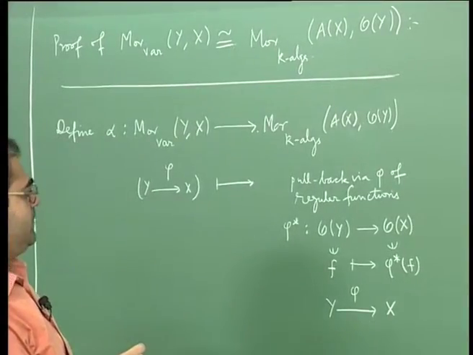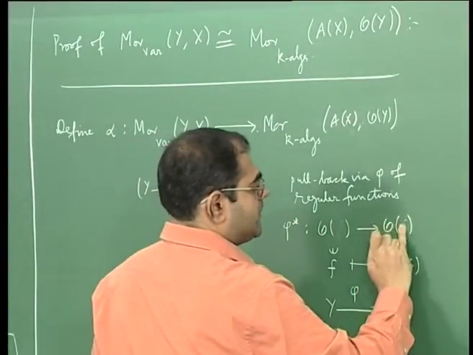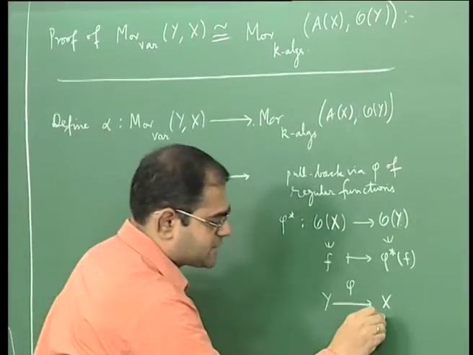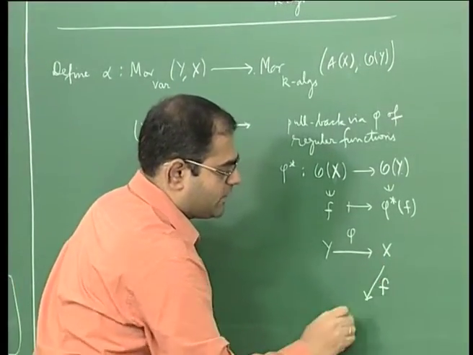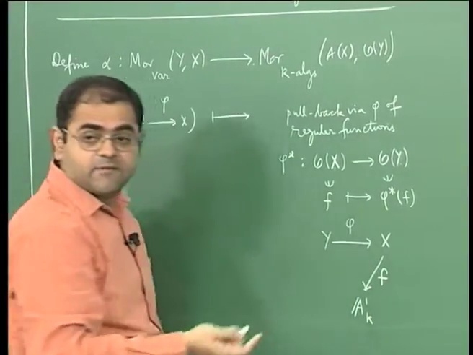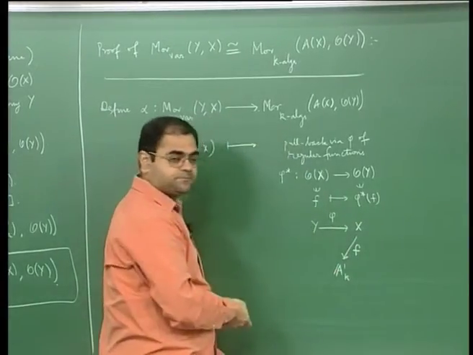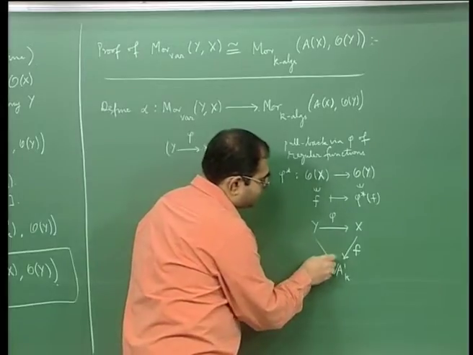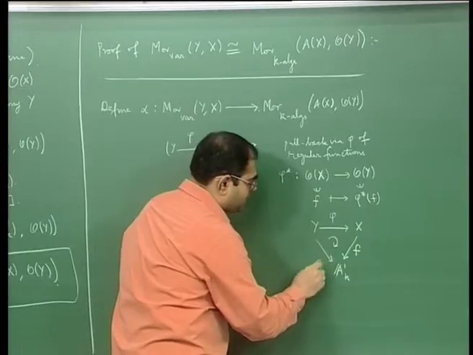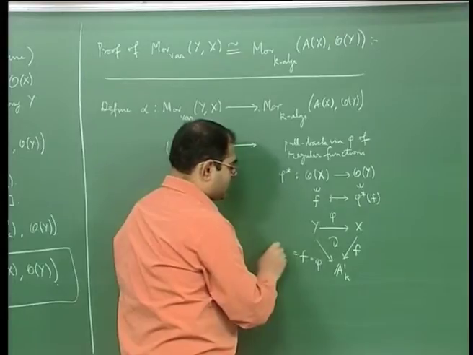I have messed up X and Y, I have mixed them up. This should be X and this should be Y. So f is a regular function on the target X. If you want, f is a morphism into A^1, or a regular function into k. And then what is a pullback? It is this map which is a composition: first apply phi, then apply f. This is otherwise called phi upper star of f.